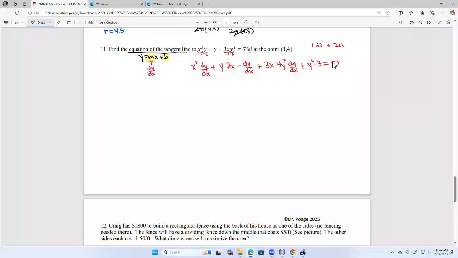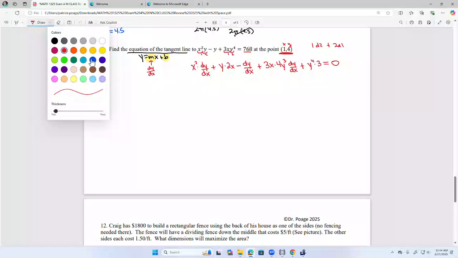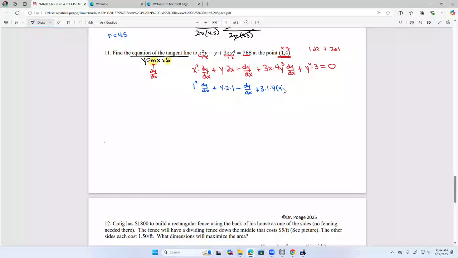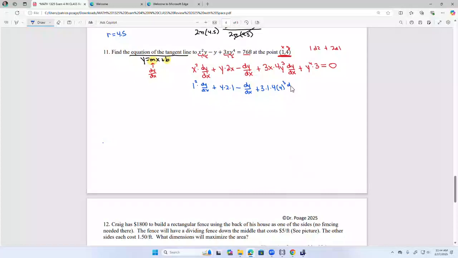Now I need to plug in my point. I was given this point right here, x equals 1, y equals 4. I'm going to plug in my point to make this slightly easier. So if I plug in 1 for x, I get 1 squared dy/dx plus 4 times 2 times 1 minus dy/dx plus 3 times 1 times 4 cubed dy/dx plus 4 to the fourth times 3.